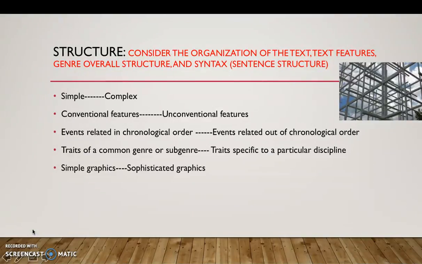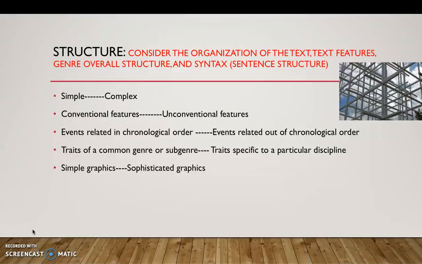After considering knowledge and language, we will want to think about the structure of the text. When thinking about structure, we consider the organization, the text features, the genre structure, and the syntax or sentence structure. We want to find out, is the structure more simple or complex? Are there conventional or unconventional features used? Are the events related in chronological order, or are they out of chronological order? Are the traits of the text common to the genre, or are they specific to a particular discipline?